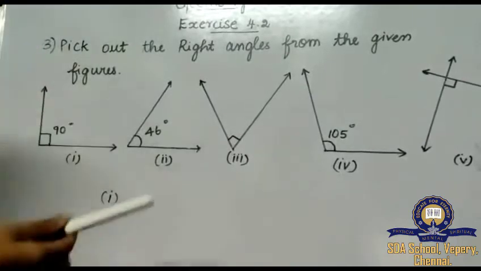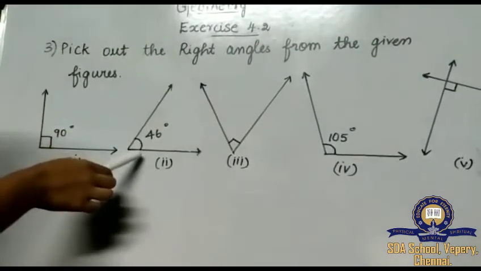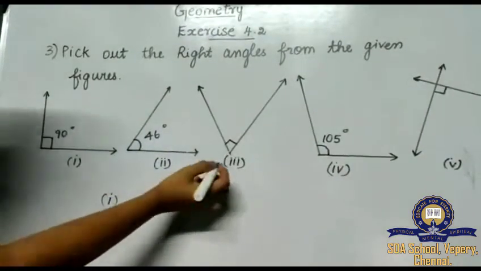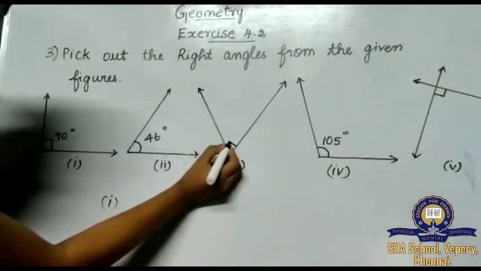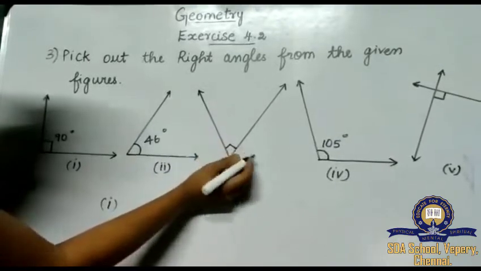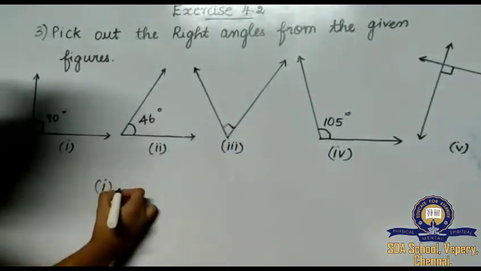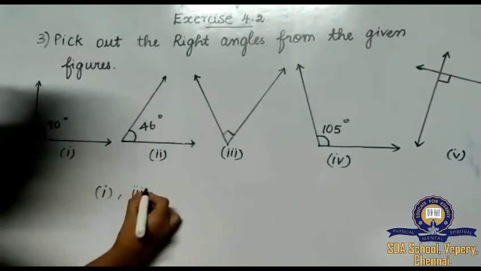Since it is lesser than 90 degree, it is an acute angle. Okay, so this is not a right angle. Next we'll move to the third figure. In the third figure you could see that they have represented this in this figure, right? This means it is 90 degree. Okay, so the third figure is also a right angle.